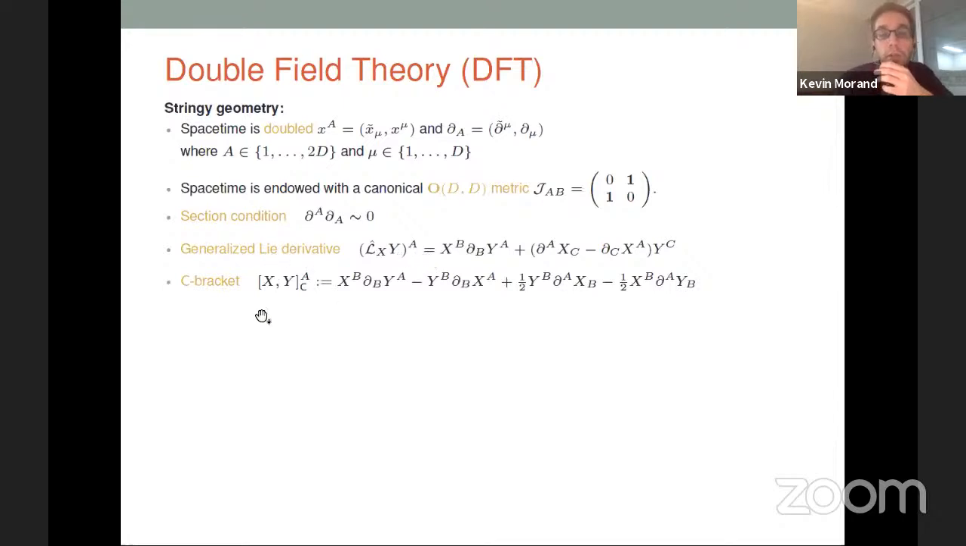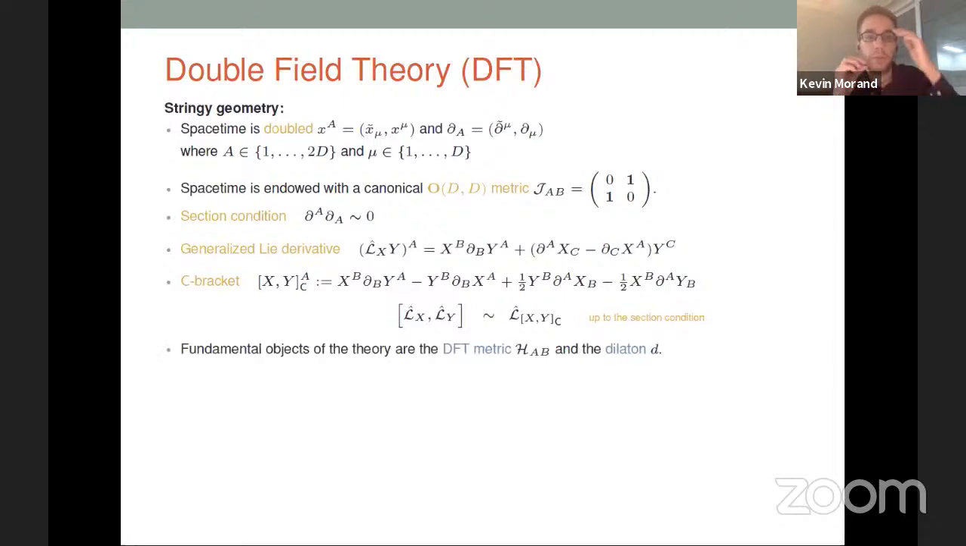Okay, so the generalized derivatives close under the so-called C-bracket, which is some equivalent of the usual Lie bracket, up to the section condition, which is really necessary for the consistency of the theory. Okay, so all this satisfies some relations which make them some Courant-Dorfman algebra, as opposed to the Lie algebraic structure in general relativity. Okay, so this is the most basic layer of structure.